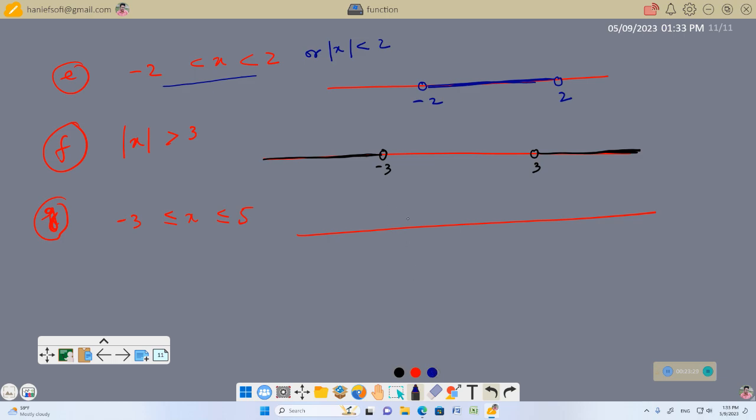So if this is here minus 3, see, and this here is 5. Remember, I am now here filling the circle because minus 3 is included. So all the numbers between minus 3 and 5, including minus 3 and 5, is the range of this variable when I write it this way. Minus 3 less than or equal to x, less than or equal to 5. Let me do one more.